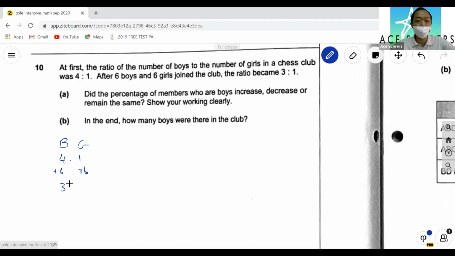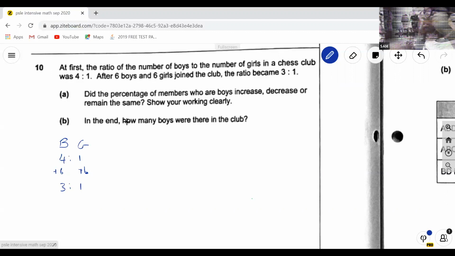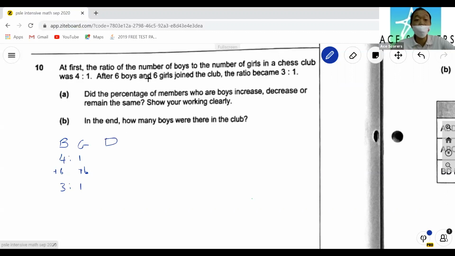Now which type of heuristic is this? Difference unchanged. Why is it difference unchanged? Because you added 6 to both, so the difference should be the same.